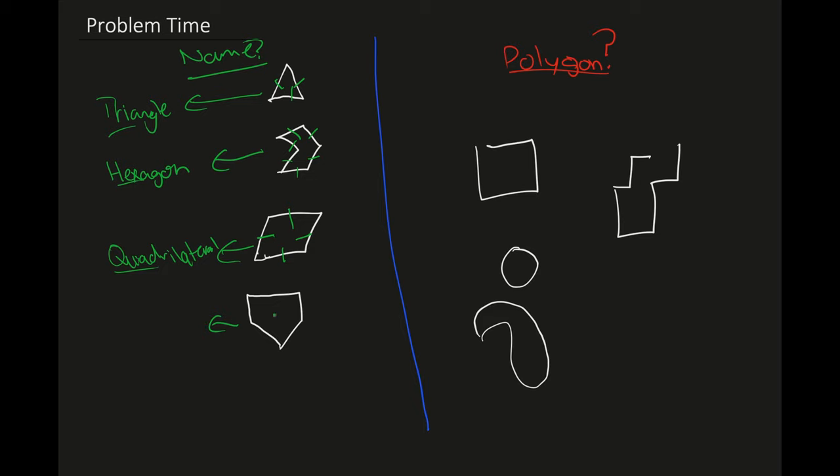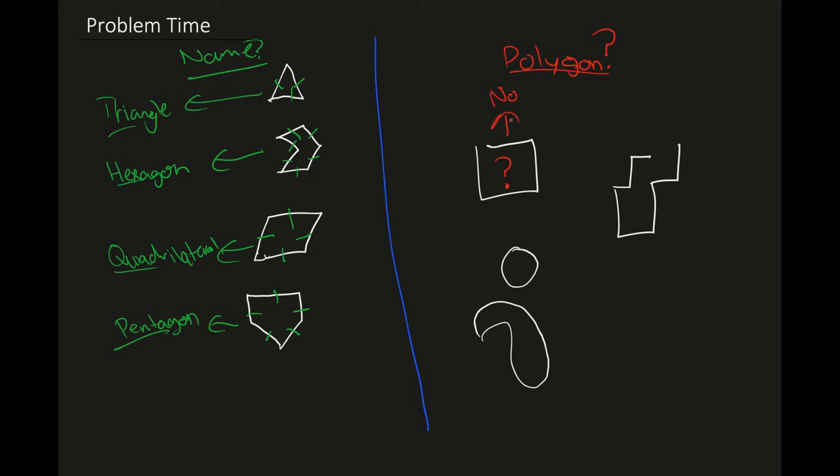And let's see, you have this one. One, two, three, four, five, pentagon. There you go. And now we're going to do this second part of our problem time, polygon. I want you to be very specific with this. Is this a polygon? Is this one a polygon? Answer to this one.